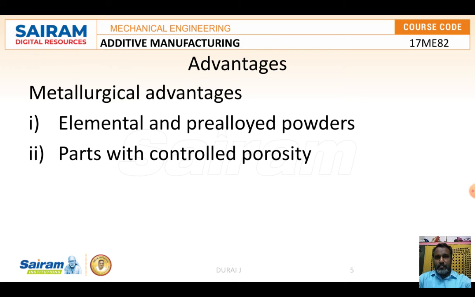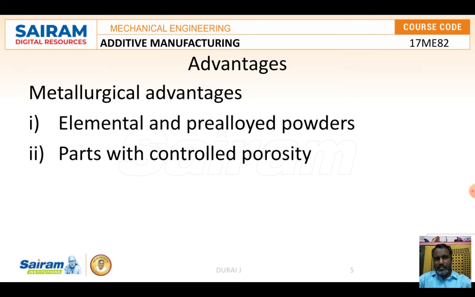In the metallurgical advantages, it may be used for powders with uniform chemical composition and the desired characteristics, resulting from the absence of segregation during solidification.